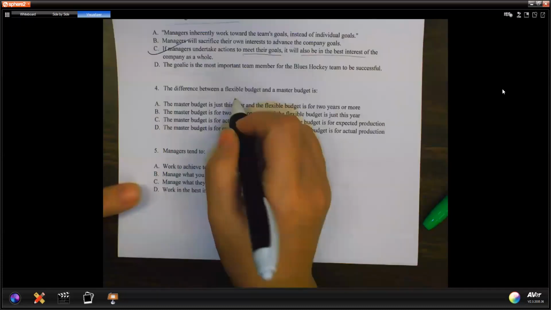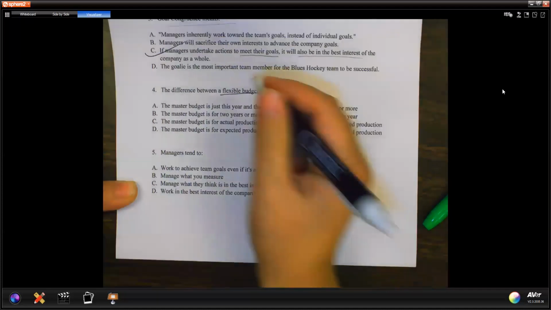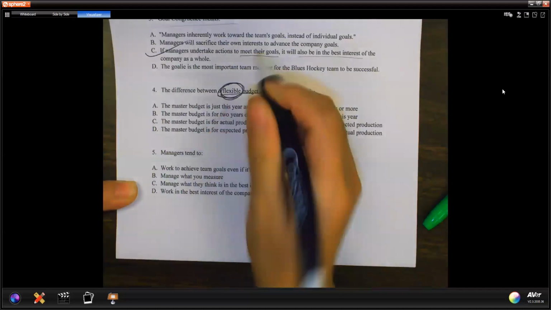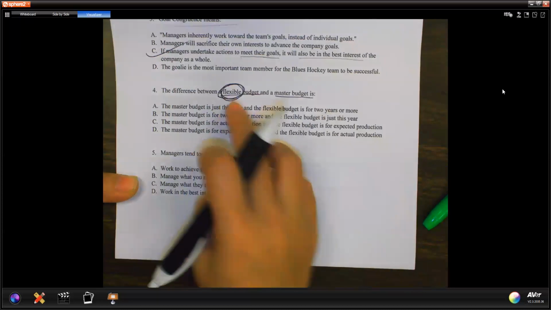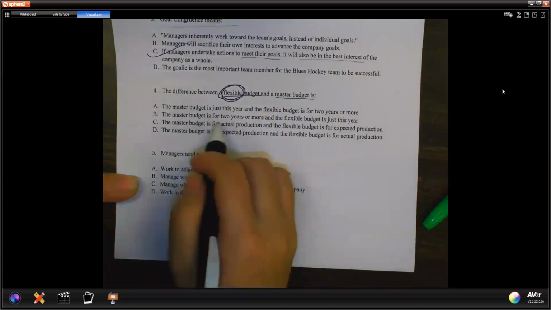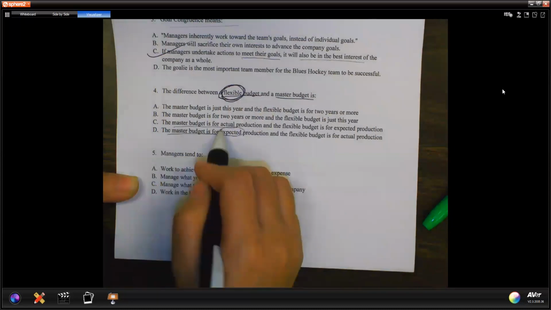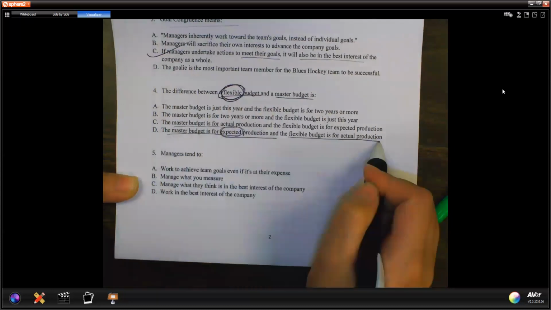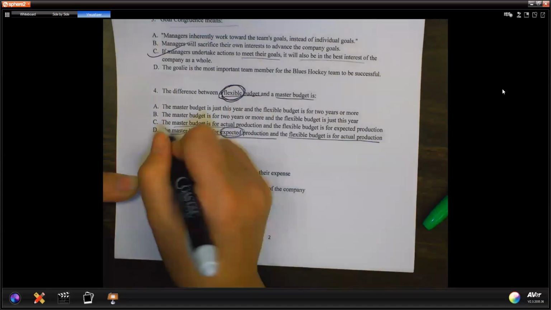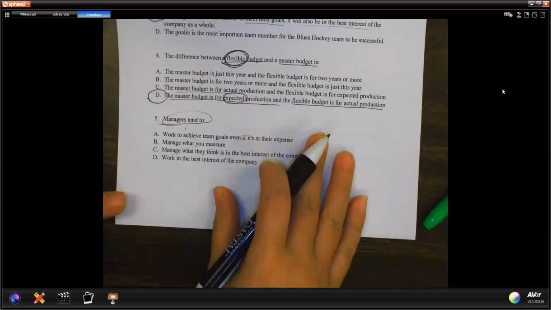The difference between the flexible budget and the master budget is, we said, the flexible budget, why it's called flexible, it uses the actual output. The master budget uses the budgeted output, your expected output. Flexible uses actual output. Managers tend to do this. We didn't talk about it in any chapter, but you just need to know.